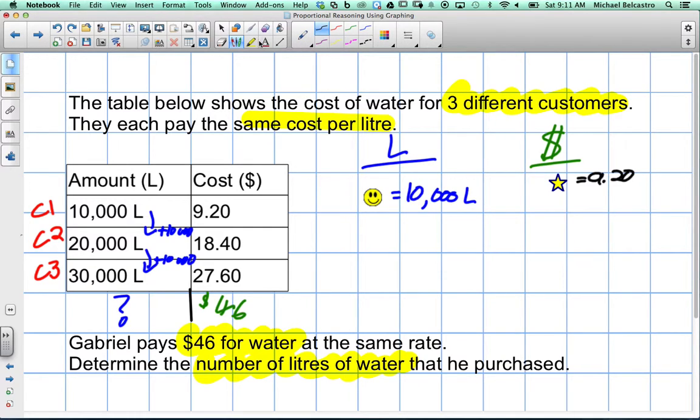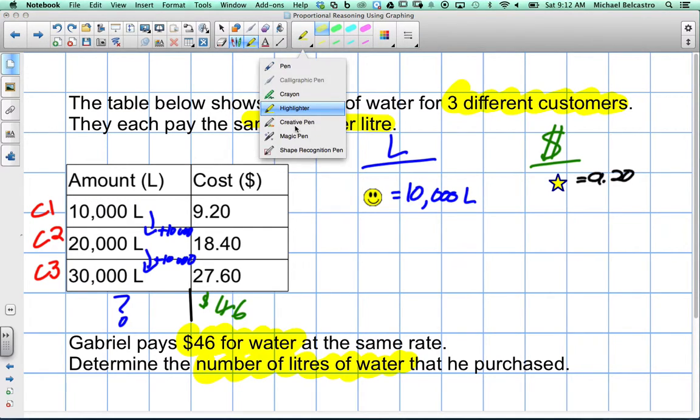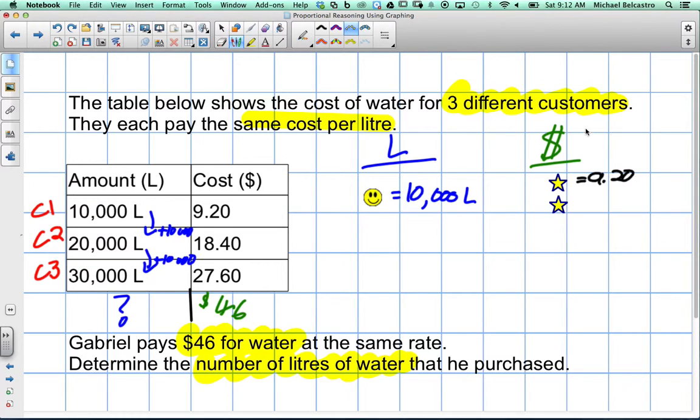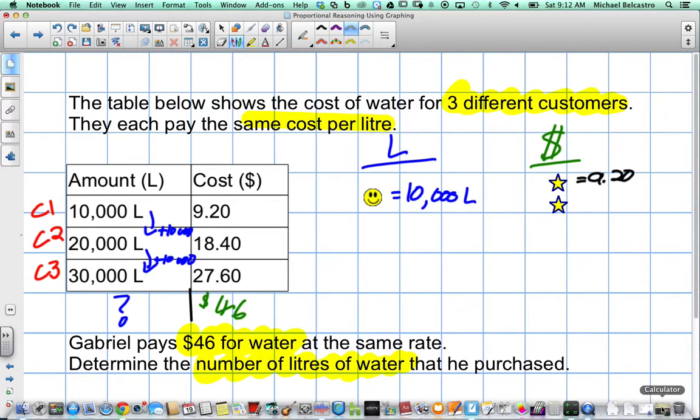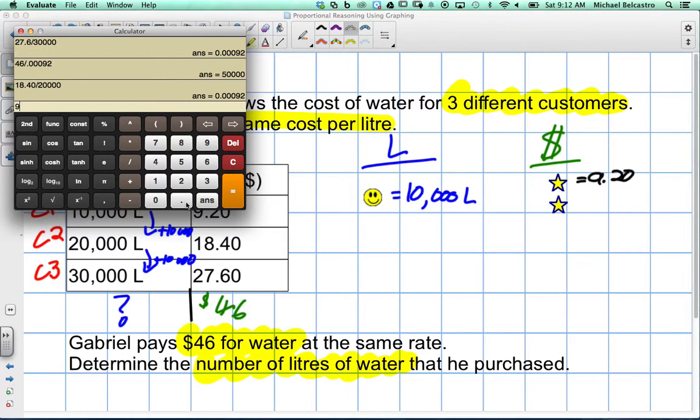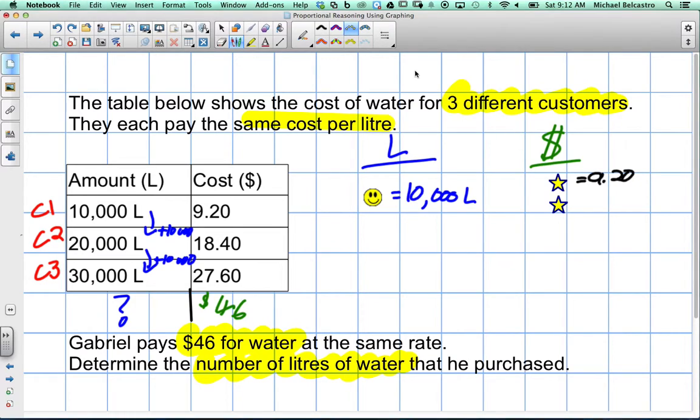If I were to put 2 stars in this place, let's say I put an extra star here, that means I'd have to split 920 into 2. So I'd have to take 9.20 and divide it by 2. 9.2 divided by 2 equals $4.60. Now that is actually a really good value for us, because it's $4.60 for 2 of them, and the reason $4.60 is really good is because we know that Gabriel needs to get to $46.